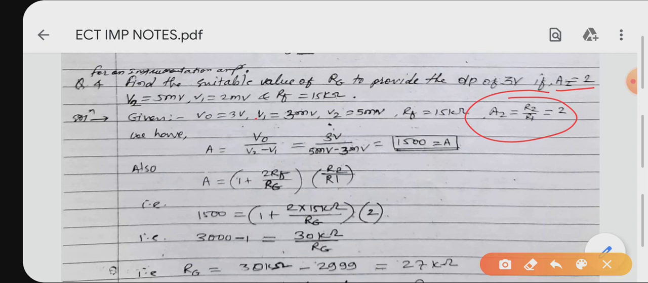So V1 and V2 are the two input voltages applied to the two non-inverting terminals of op amps A1 and A2.